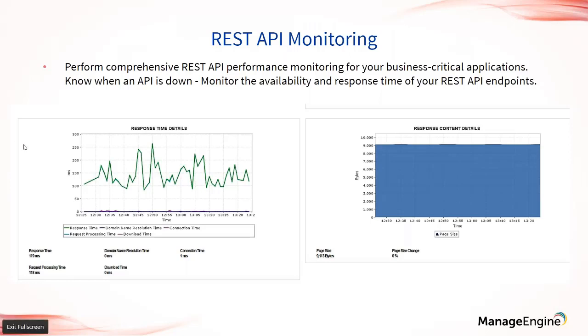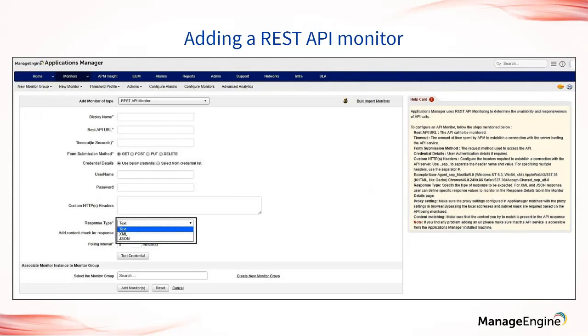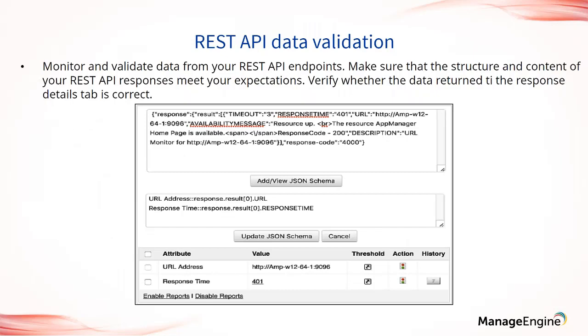So let's see how we can perform REST API monitoring. You can see adding a REST API monitor. We will be discussing this in the product UI and will show you a hands-on demo. And perform REST API data validation. Response transformation is performed to process the response and to show the attributes. In fact, you can validate the data from your REST API endpoints, make sure that the responses meet your actual expectations, and verify whether the data is returning the expected details. Let me switch back to the UI and we'll show you how this can be done.